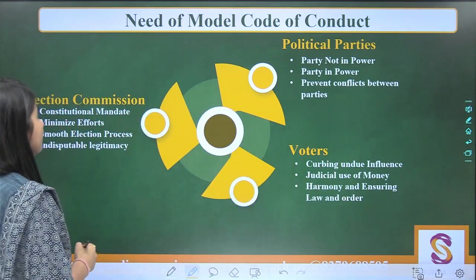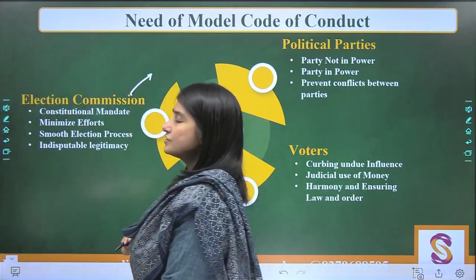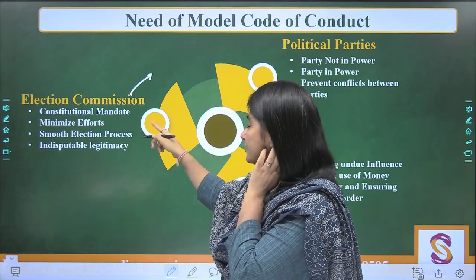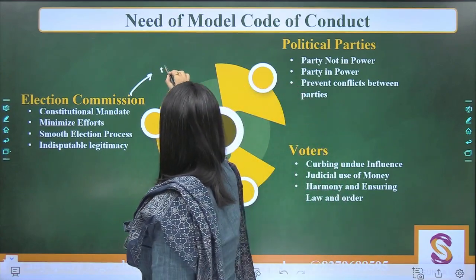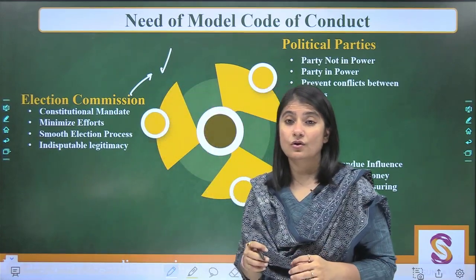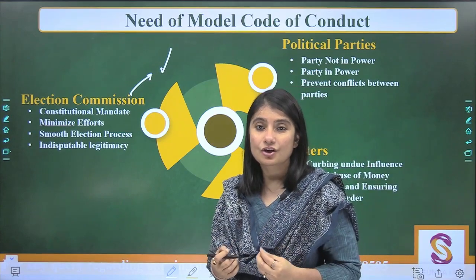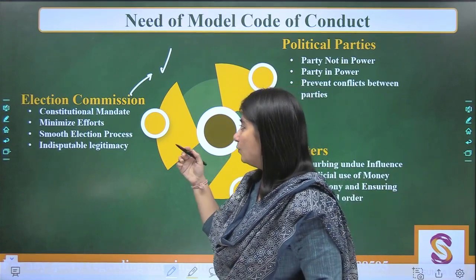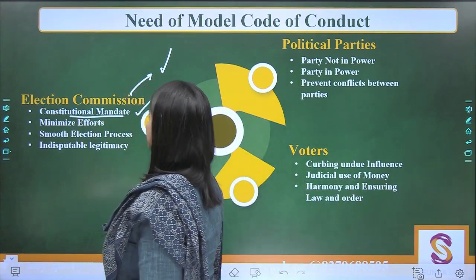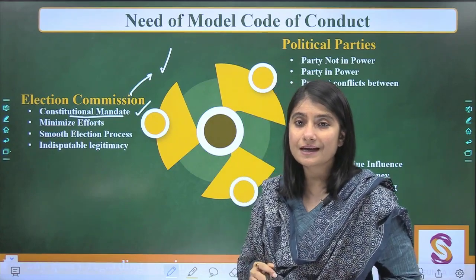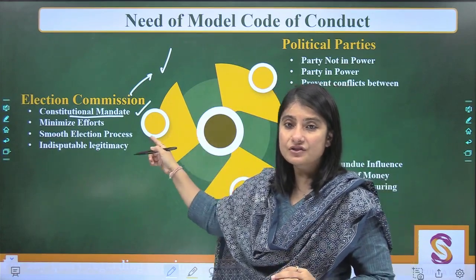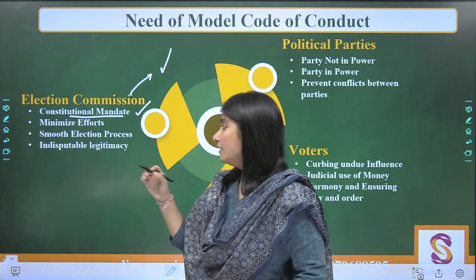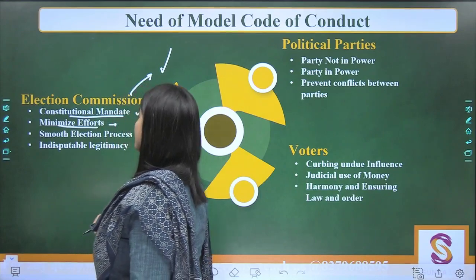So, the first thing we will talk about is that the Constitution of India, under Article 324, gives the Election Commission, I would not say the authority, but the responsibility to conduct free and fair elections in India. So enforcing or having a model code of conduct will help the Election Commission in fulfilling its constitutional responsibility. It will minimize the Election Commission's effort.